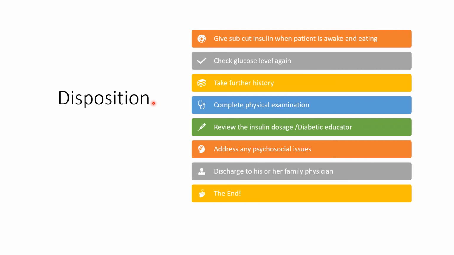Okay, disposition. And someone is asking, how do you mean? Well, simply saying, how, when, and to whom are we going to discharge this patient? So, we will not just send this patient home just like that. Oh, in coma, now back. Okay, bye. See you again, or don't see you again. No. We will continue to give subcutaneous insulin when the patient is awake and eating. Then we'll check the glucose level again to know what the value is right now.